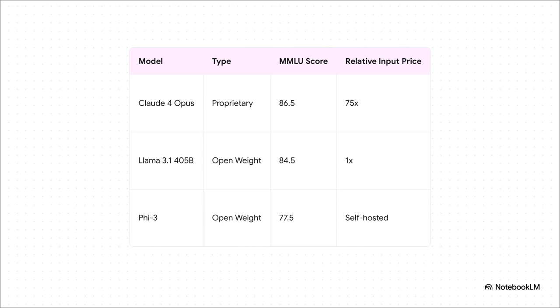Now, this MMLU score column, think of it like a report card for the model's general knowledge and problem-solving skills. Higher is usually better. So you can see Claude Opus has the highest score here, but look at the price. It's 75 times the cost of Llama 3.1. Then you have models like Phi 3, which is an open weight model. That means you can even host it yourself for maximum control and potentially lower costs, even if the performance score is a little lower. The big takeaway here is that you are always balancing power, cost, and control.